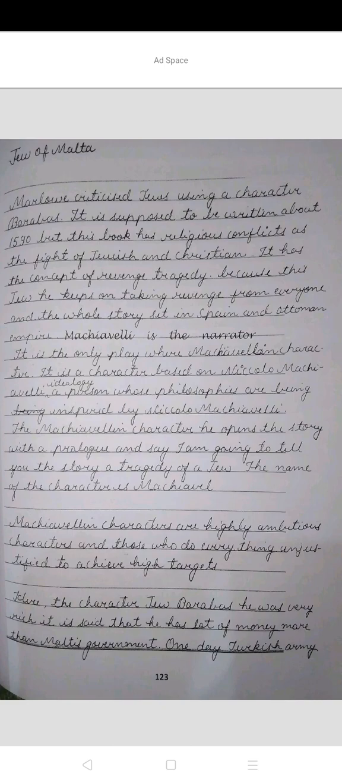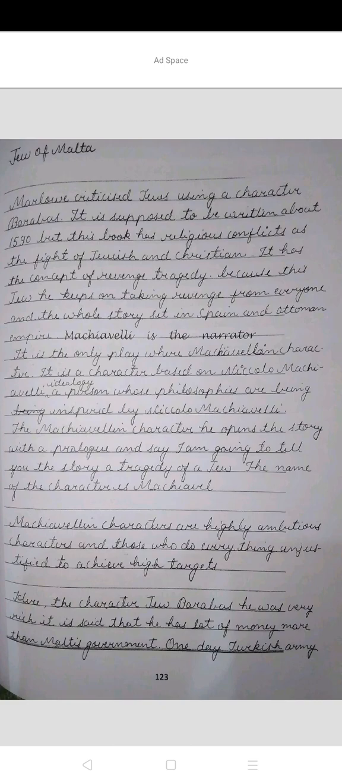Machiavelli is the narrator. It is the only play where there is a Machiavelli character. It is a character based on Niccolo Machiavelli's ideology, a person whose philosophies are inspired by Niccolo Machiavelli. The Machiavellian character opens the story with a prologue and says, "I am going to tell you the story of a tragedy of a Jew." The name of the character is Machiavelli. Machiavellian characters are highly ambitious characters, and those who do everything and justify everything to achieve a high target.